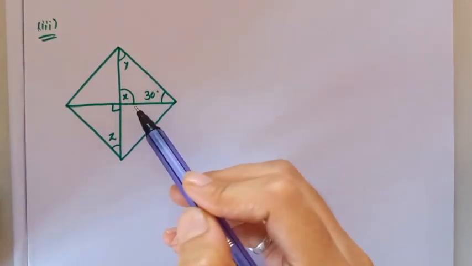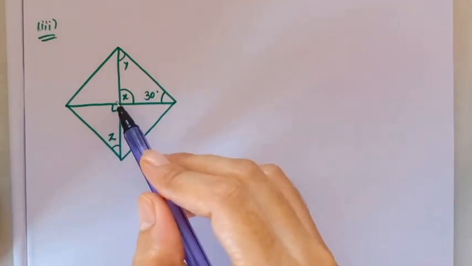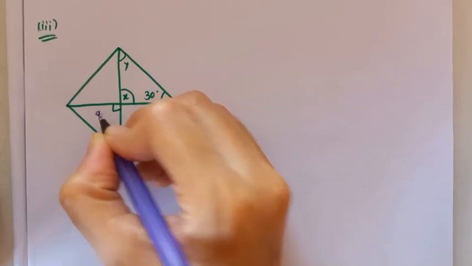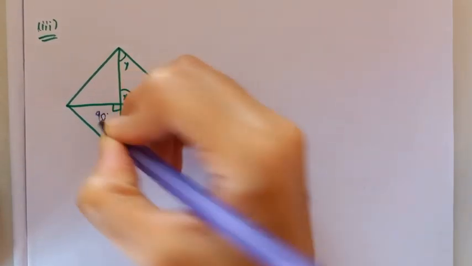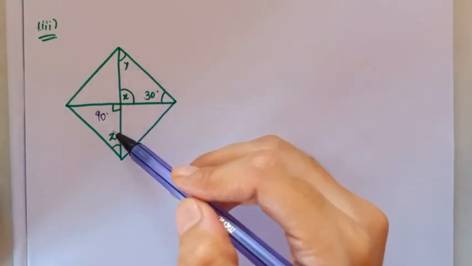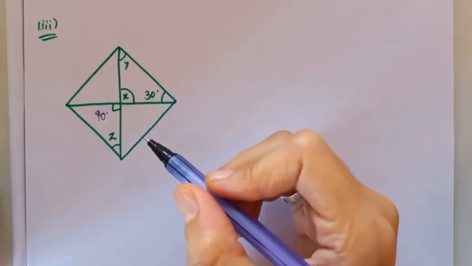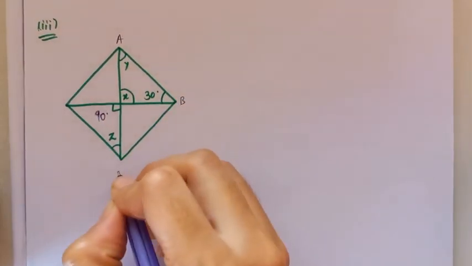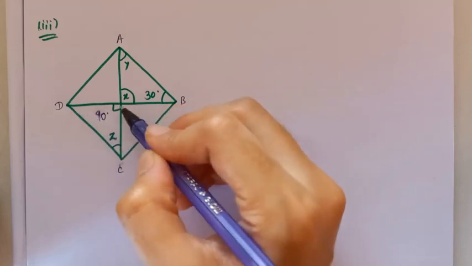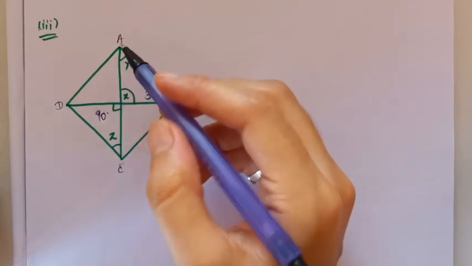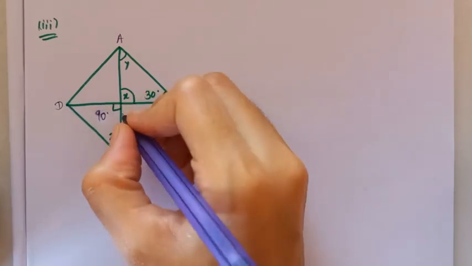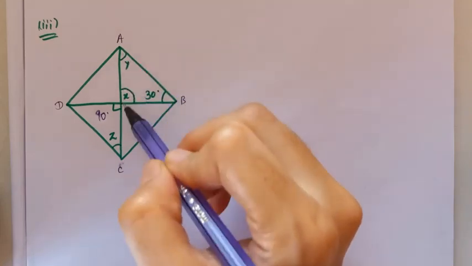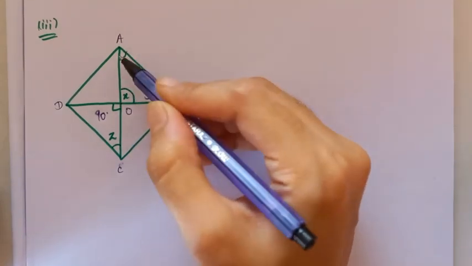First, we are given two measures, 30 degrees and 90 degrees. And we have to find x, y and z. See, it is a quadrilateral. Let's name it ABCD, and here is the intersection point of the two diagonals AC and DB, so we can call it O. See, this X and Y are in one triangle, triangle AOB.